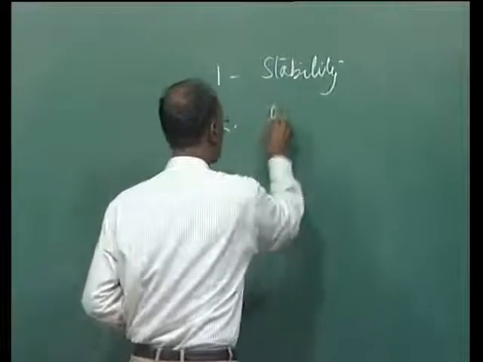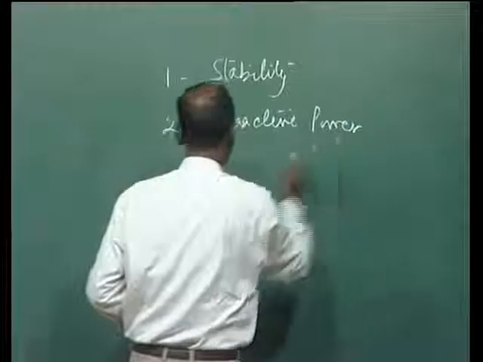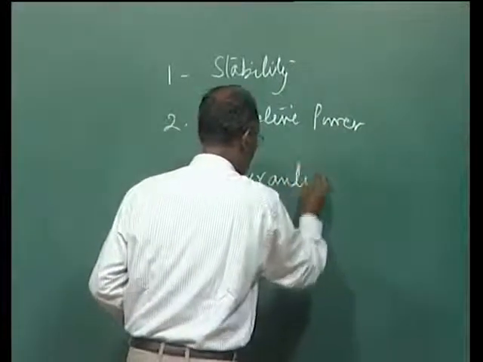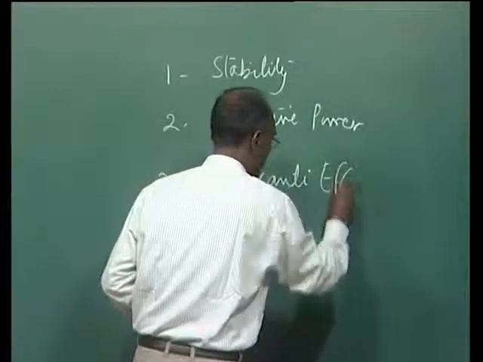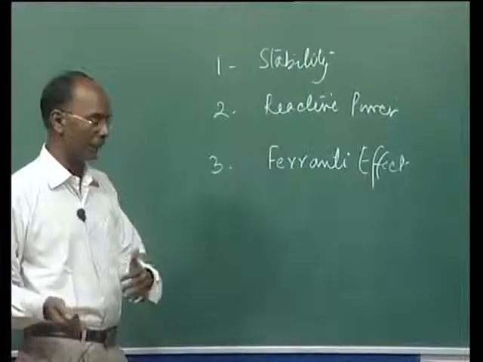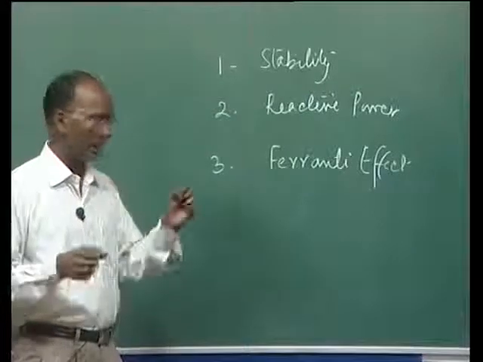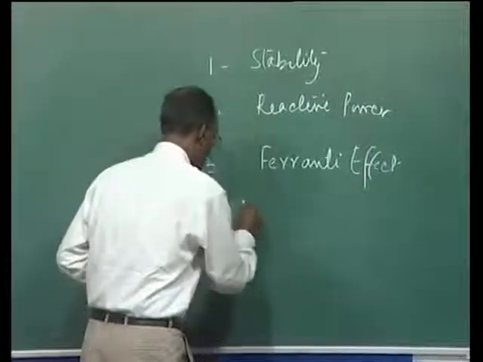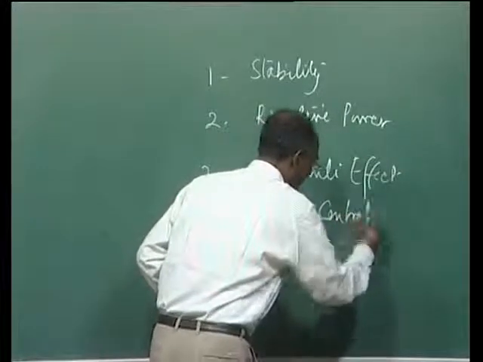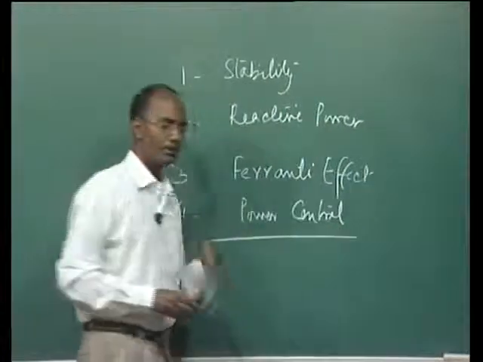Another is your reactive power requirement. Then third is the Ferranti effect, which will also be discussed. The Ferranti effect is nothing but the receiving end voltage sometimes becoming higher than the sending end voltage, especially due to the charging or the capacitance between the line to ground and the line to line. And fourth, we don't have the power control facility. So power control is not possible here. This is one of the big problems in the AC system.